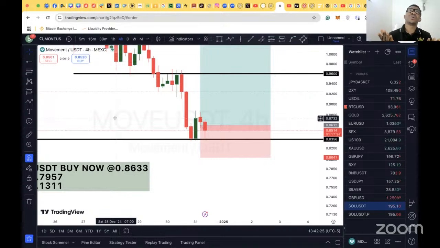Is it candle pattern we call them? Bullish engulfing candle. It's a candle pattern anyway.